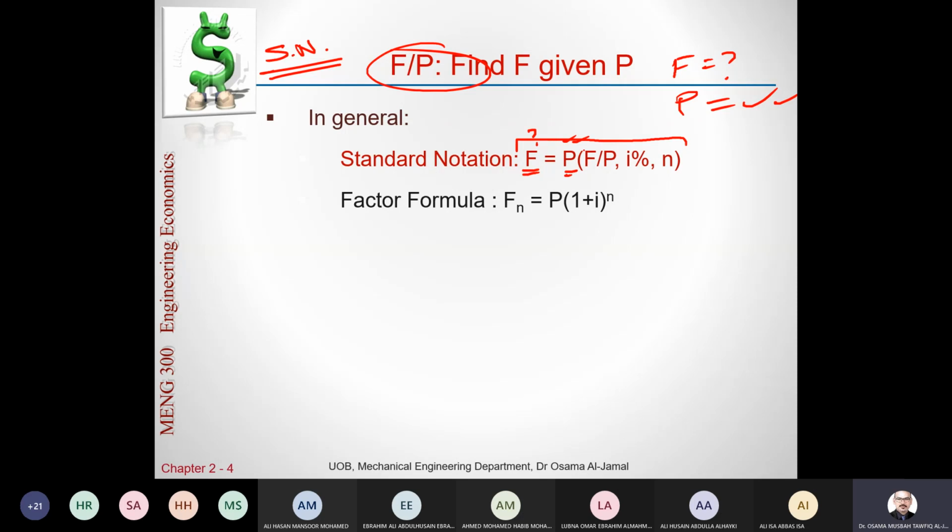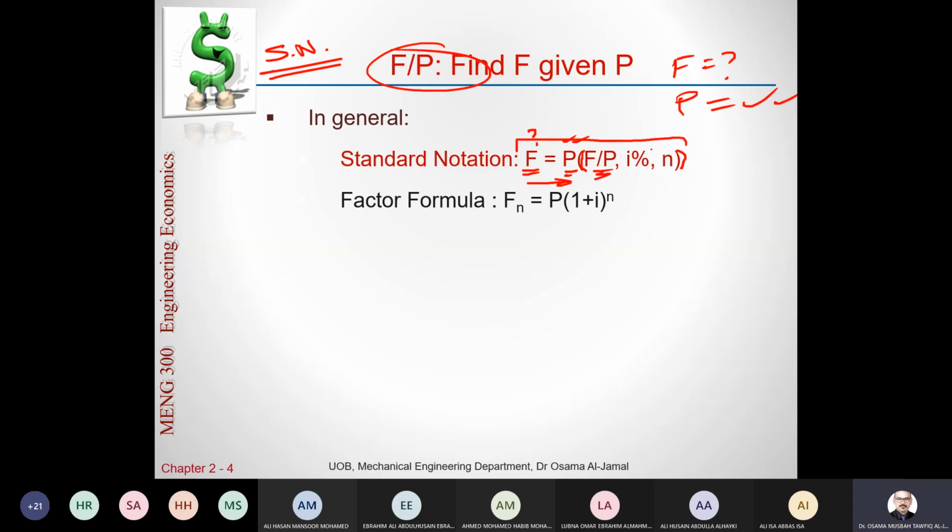Just right now, put it in the brackets. We want to calculate the F giving the P. Calculate the F given P, in the same order as what you have in here. Just put it in there: F equal to P, and we open the bracket now, F given P.